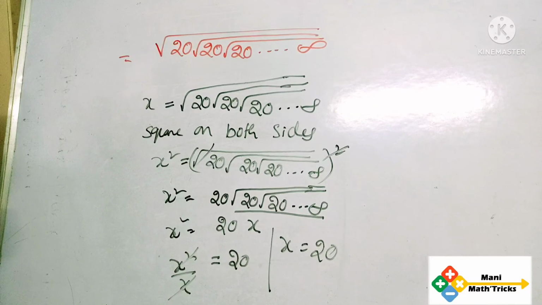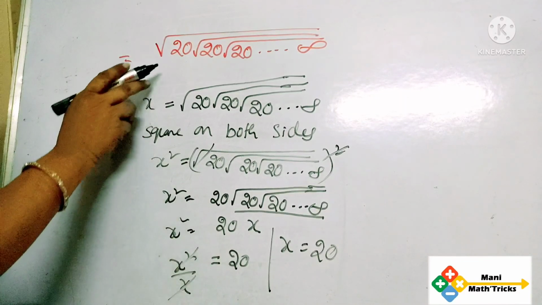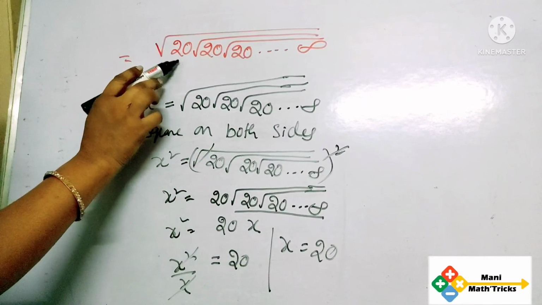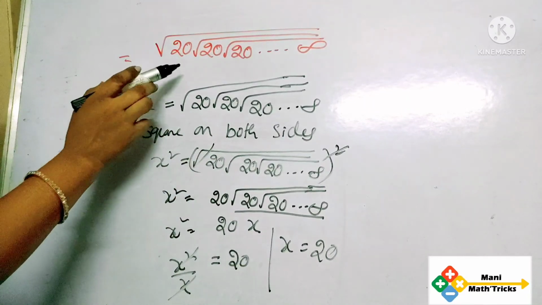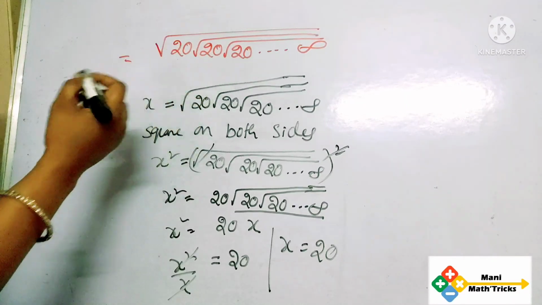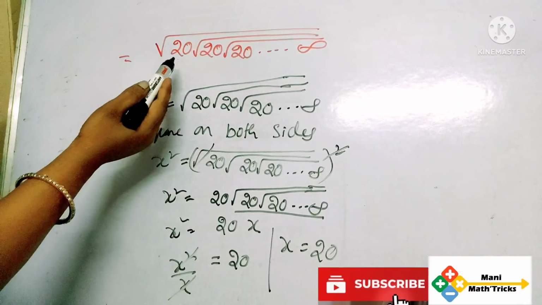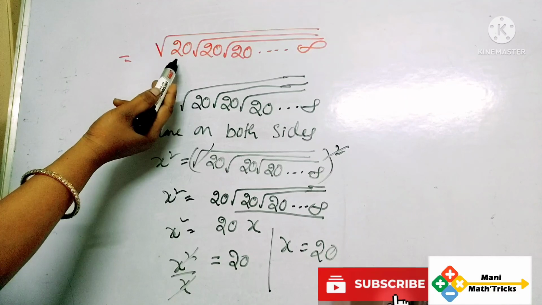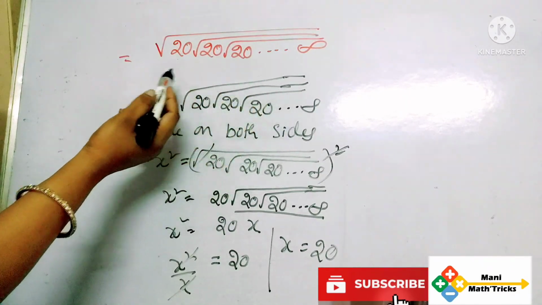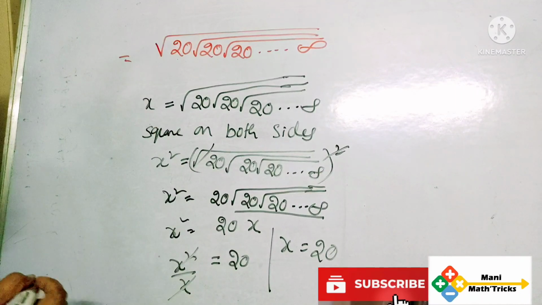So in this way, whatever problem is given, directly you can write the answer as the given number. So if it is given here 12 into under root 12 into under root 12, the answer will be 12. If here it's given with 16, under root 16 into under root 16 into under root 16 and so on infinite, the answer will be 16. So in this way we can find the answer. Okay.